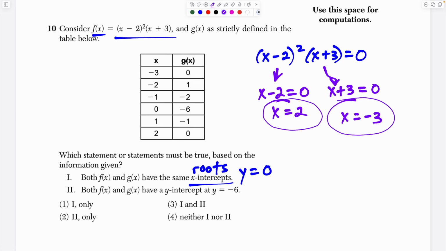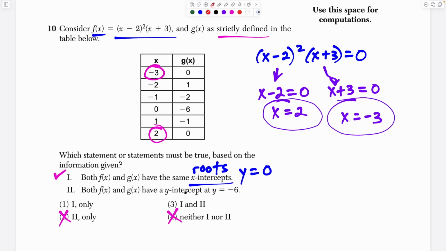But if we look at the g of x function, which is strictly defined by the table below, which means all of g of x is just whatever's in this table here. Let's pay attention to when the y value is 0. Well, that's when x is negative 3 and when x is positive 2, which matches the x-intercepts for f of x. So Roman numeral 1 is definitely true, which means this answer choice is out and this answer choice is out. But now we could look next at Roman numeral 2.